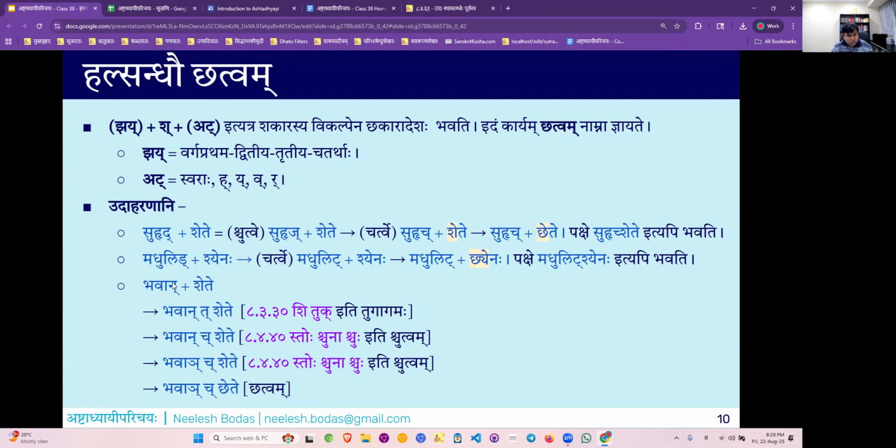So you have bhavan plus shete. Optional tugagama shituk: bhavan ta shete. Compulsory shutvam: bhavan cha shete, ta becoming cha because of the shakara. This shutvam triggers another shutvam, na becoming nya because of the chakara. And in the configuration bhavai cha shete, you have shakara getting converted to chakara. Why? Because there is a jhay letter followed by shakara followed by an atta letter. So bhavai ch chete, in this manner, when chatvam is done, the final form is obtained.